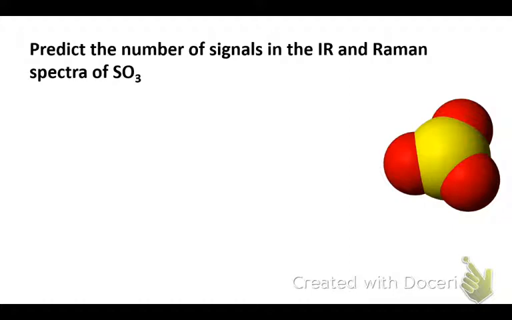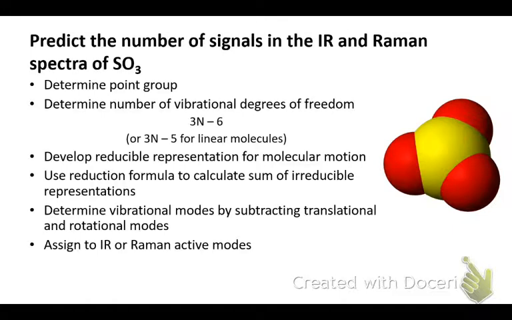So our question for ourselves, or our task, I guess, is to predict the number of signals in the IR and Raman spectrum of, in this example, sulfur trioxide. So here's our steps for being able to do that. Determine the point group, determine the number of vibrational degrees of freedom, develop a reducible representation, reduce that representation to the sum of irreducible representations, and then determine the number of vibrational modes and assign them to IR and Raman active. This is going to take a little while, so feel free to pause and come back to this as we go along.